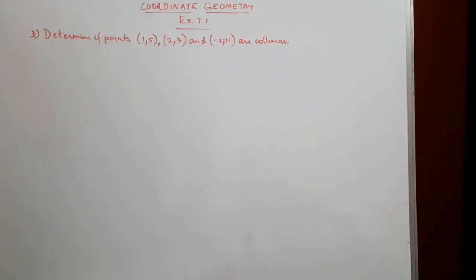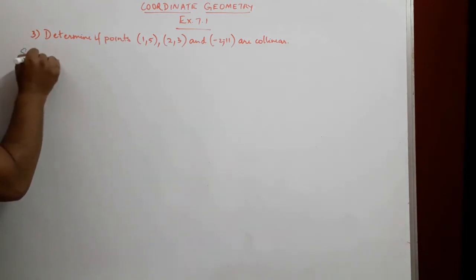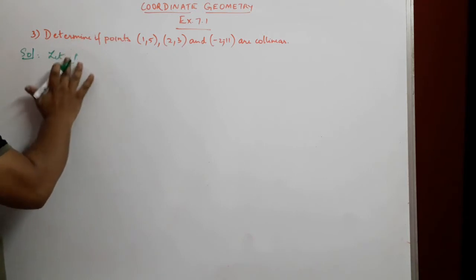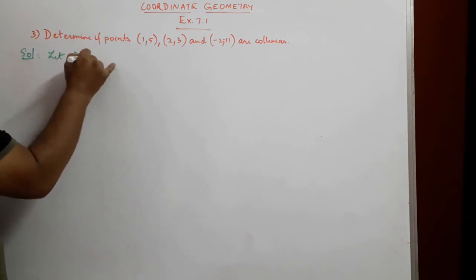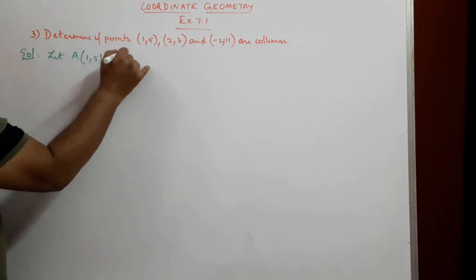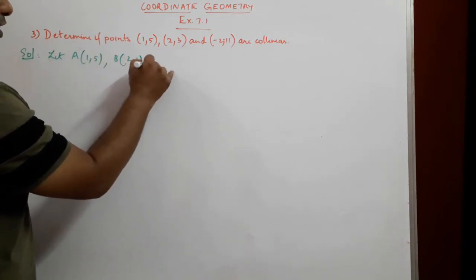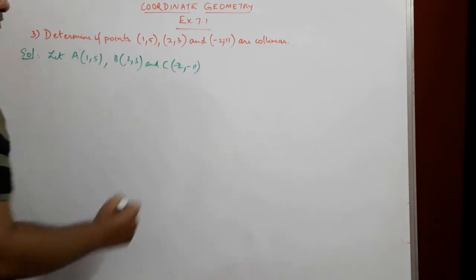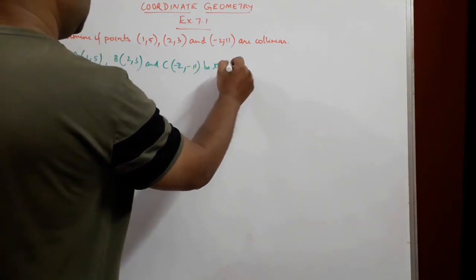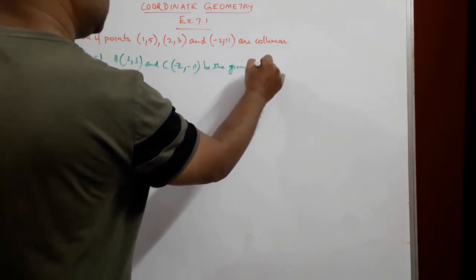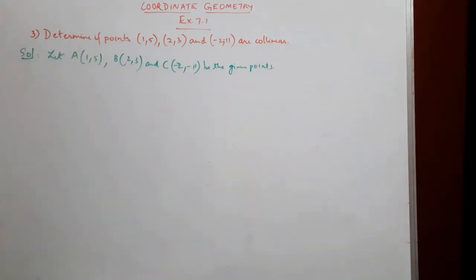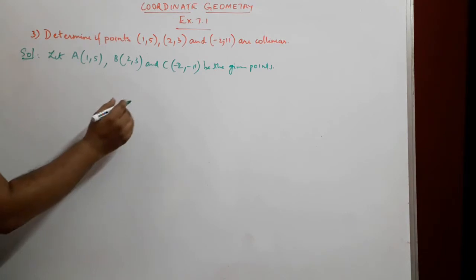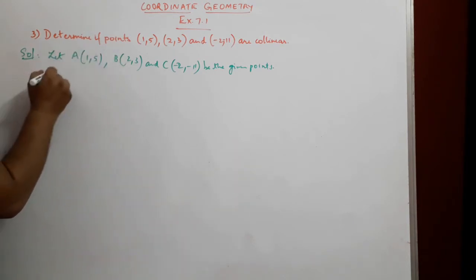solve such problems. So we'll begin with the fact that we need to assume the 3 points first, like we always do. So solve, let A (1, 5), B (2, 3) and C (-2, -11) be the given points. Now we need to find out AB, BC and CA or AC, whatever.